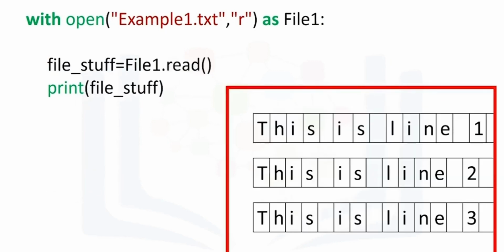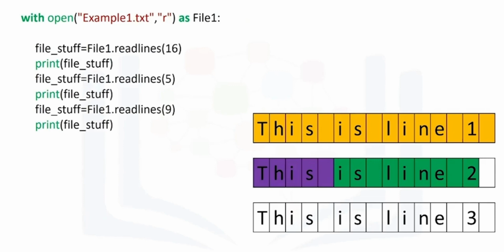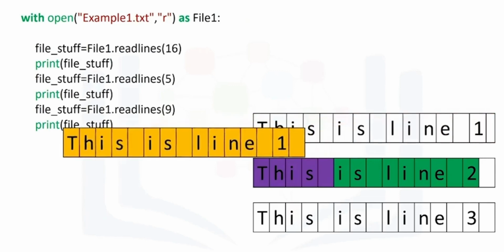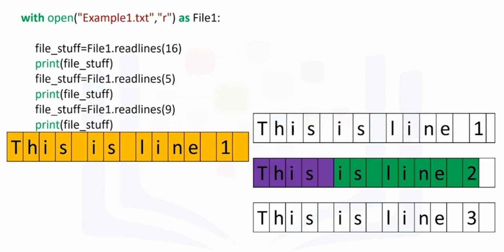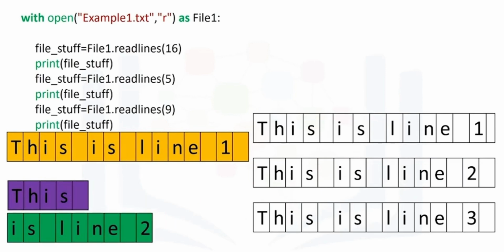Let's represent every character in a string as a grid. We can specify the number of characters we would like to read from a string as an argument to the method readLines. When we use a 4 as an argument in the method readLines, we print out the first 4 characters in the file. Each time we call the method, we will progress through the text. If we call the method with the argument 16, the first 16 characters are printed out and then the new line. If we call the method a second time, the next 5 characters are printed out. Finally, if we call the method the last time with the argument 9, the last 9 characters are printed out.